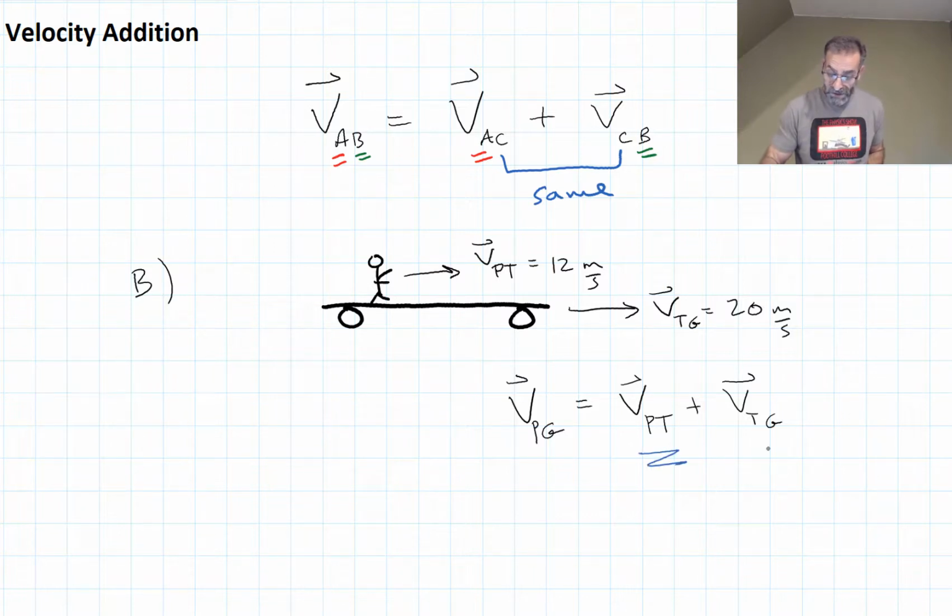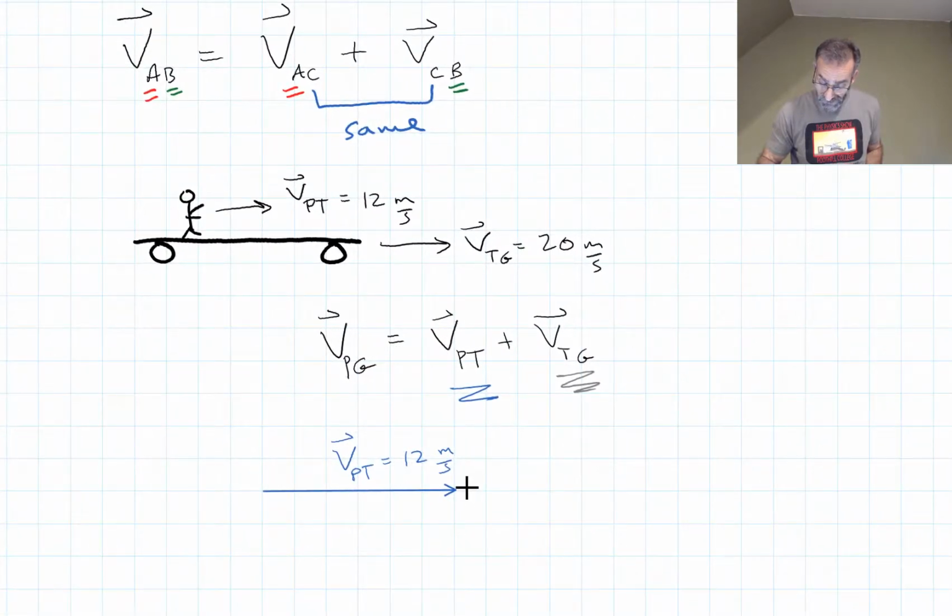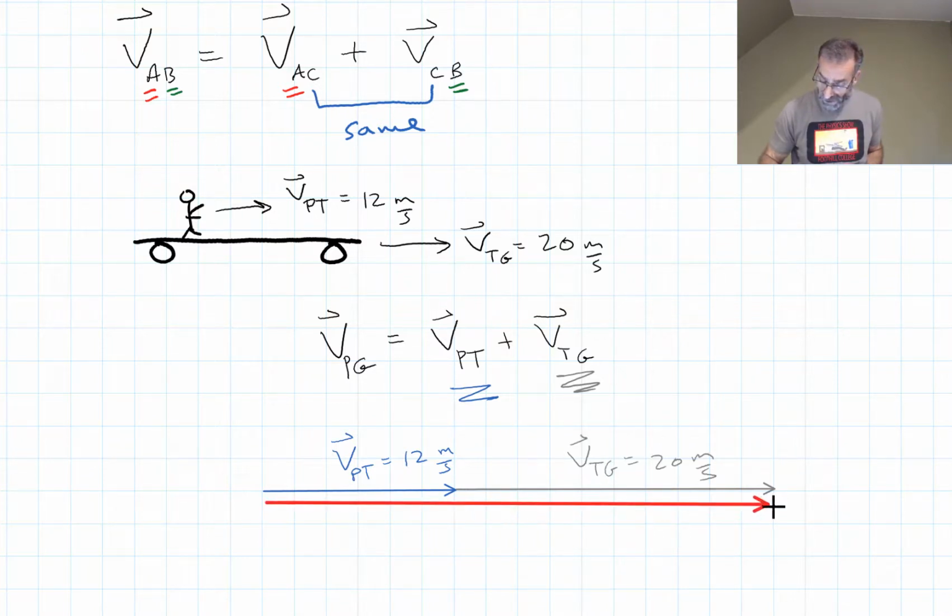We'll use blue for our first vector, do the graphical vector addition. Use gray for the other vector, train with respect to the ground. Red for our resultant vector. And what is the result when we add those two together? The person's velocity with respect to the ground is going to be 32 meters per second, pointing in the direction of that red vector.